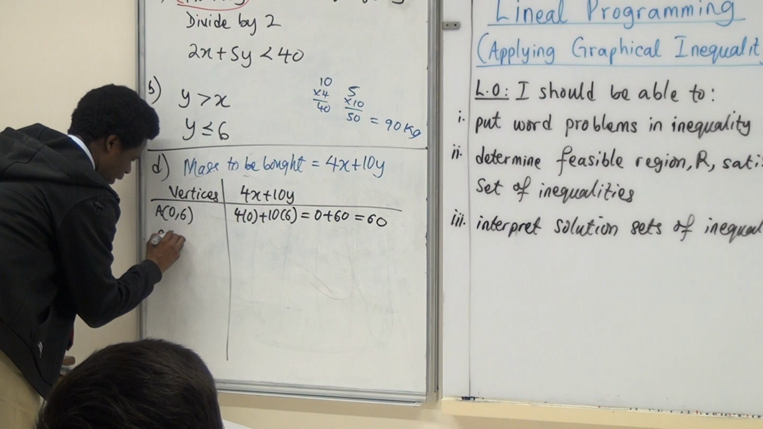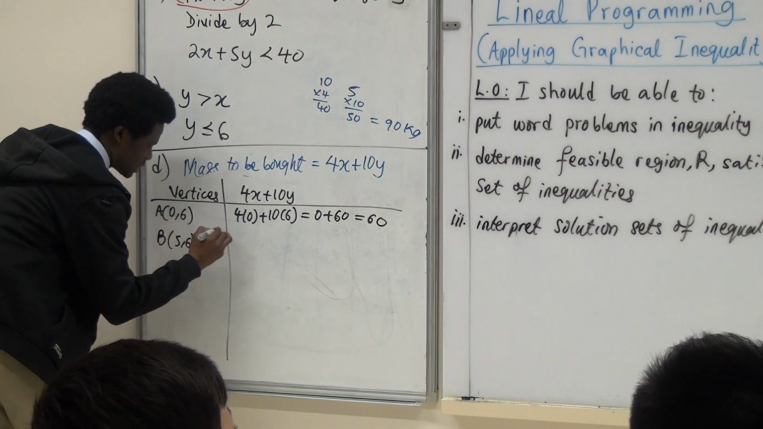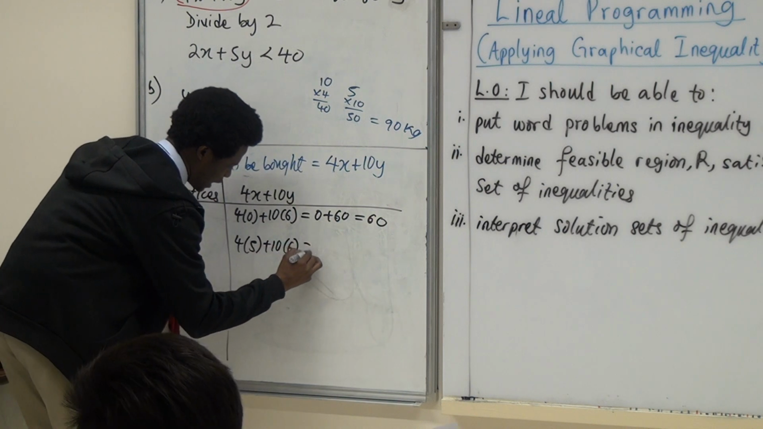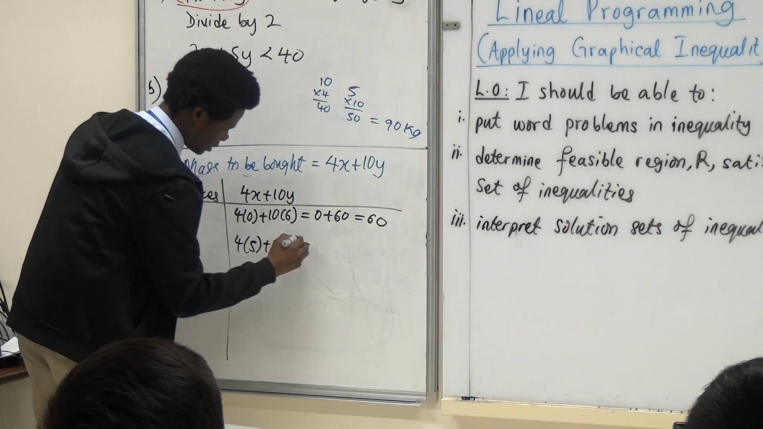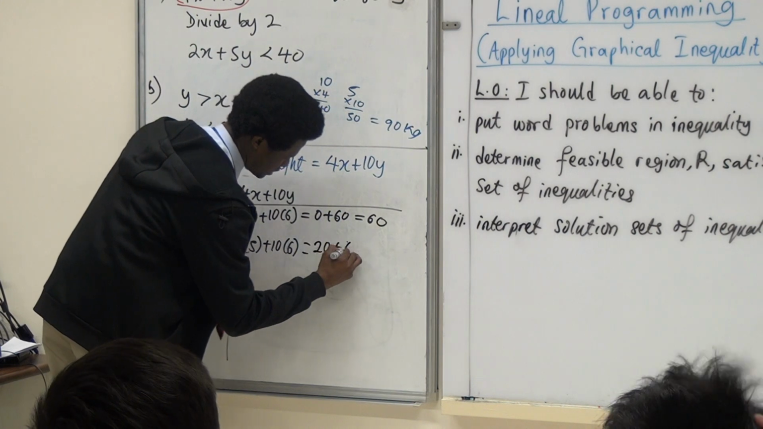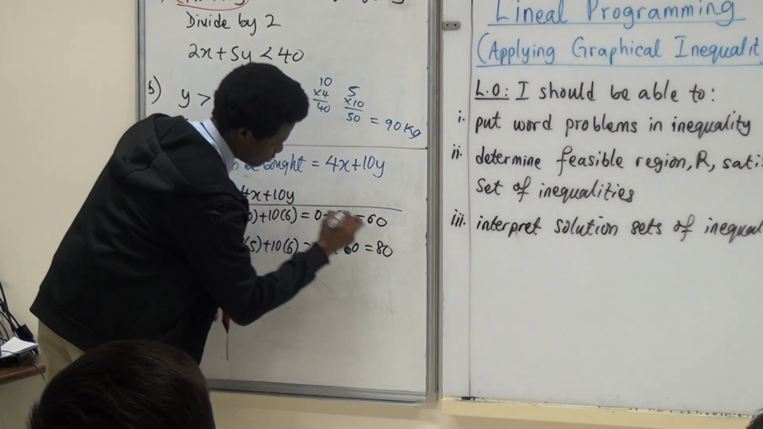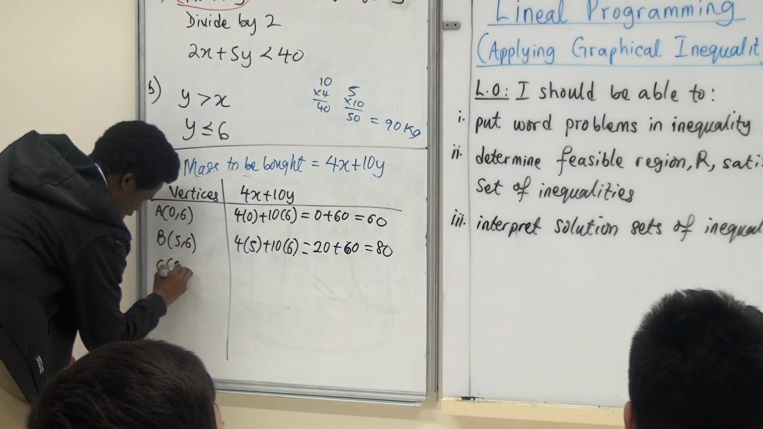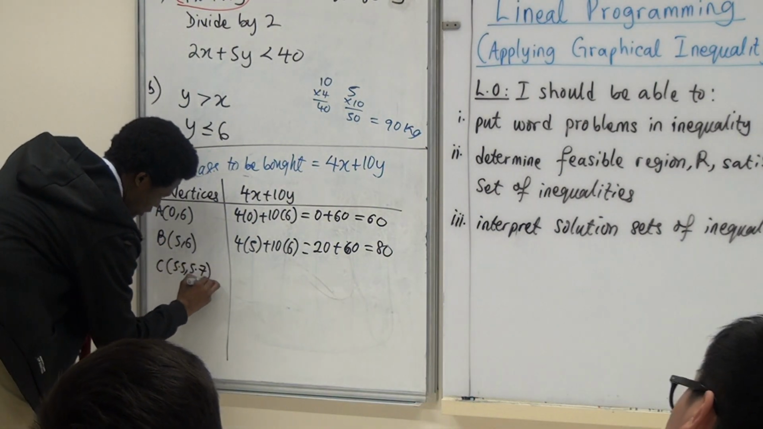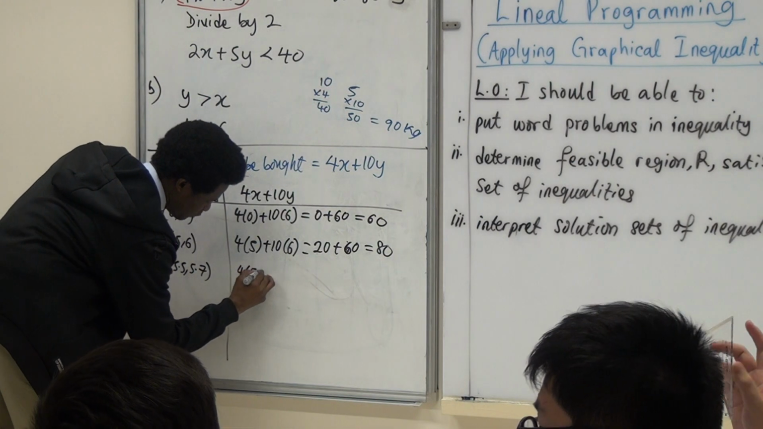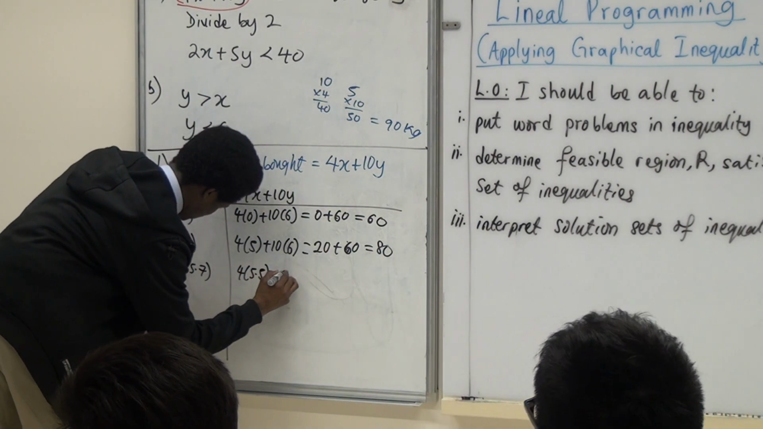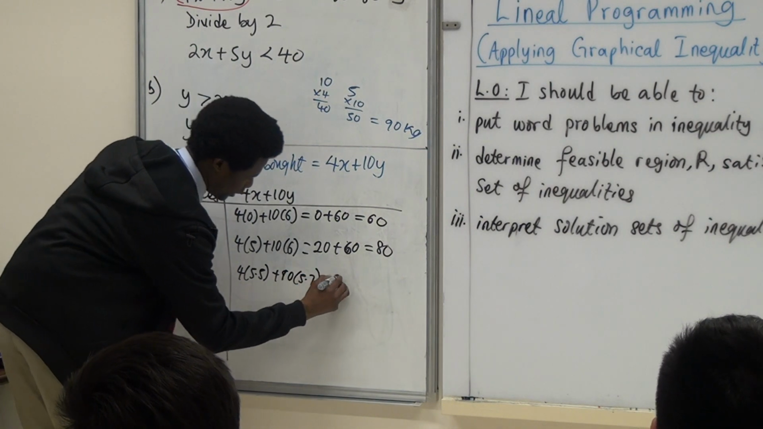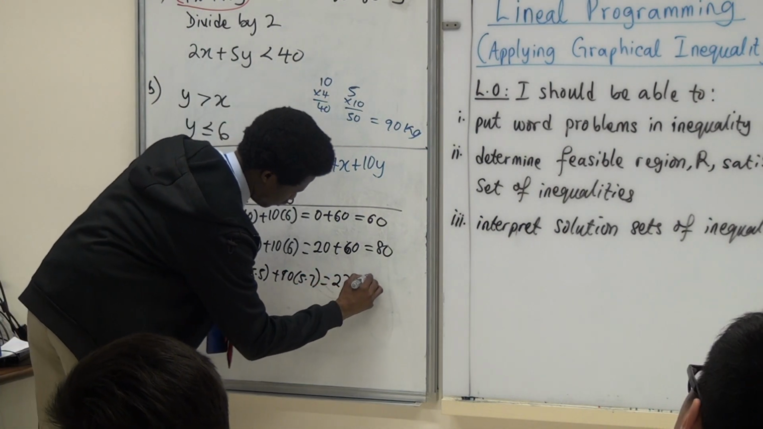What is the coordinate of B? 5, 6. So let's test that. 4 times 5, 10 times 6. I think this is better than 60. Right? So what is that? So another region, what is it? C? 5.5. So let's check that. What is 4 times 5.5? And what is 10 times 5.7? This will be 22. And this will be 57.